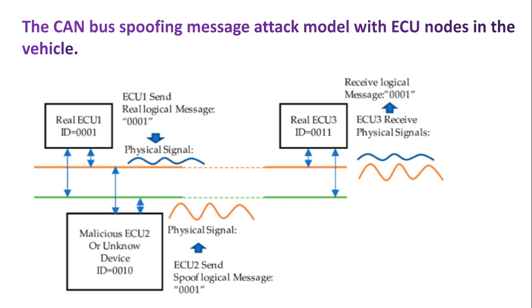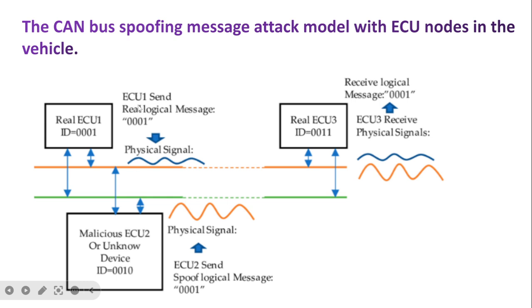The CAN bus spoofing attack model with ECU nodes in the vehicle. This is just a diagrammatic representation of the signal, so you will get a good idea about it right now. Okay, in the first block you can see real ECU 1 having ID 0001. This ID is assigned to this first ECU. Now the second is assigned 0010, and the third one is assigned ID 0011, right?